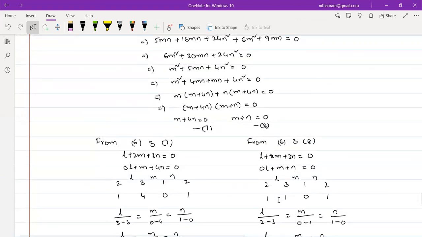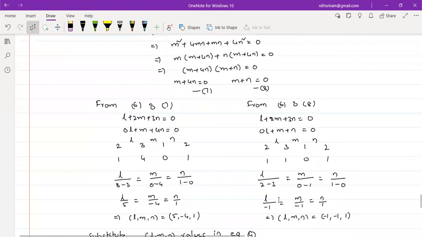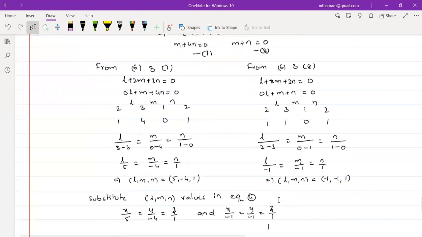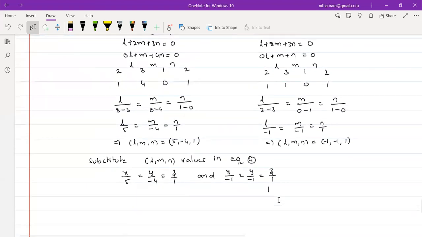Two sets of element values. Why? Because we have to find two generators, so we get two sets of element values. So I'm substituting those two sets in equation 4, we get two generators, and these are the required mutually perpendicular generators. Okay. In this way, you can find the three mutually perpendicular generators.